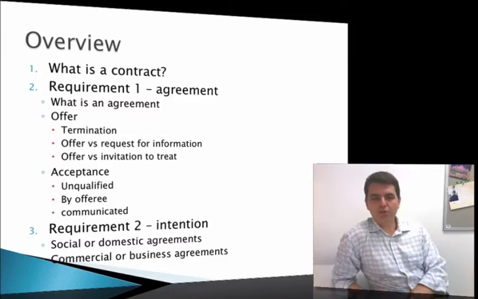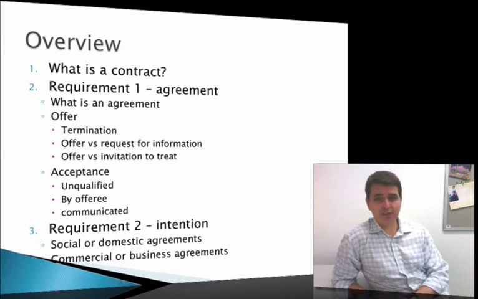Really, there's three things we're going to be doing this week. We're going to be looking at understanding what a contract actually is. Then we're going to look at the first element of a contract, agreement. Specifically, we're going to be looking at offer and acceptance.